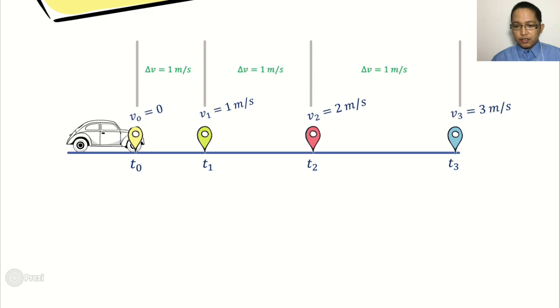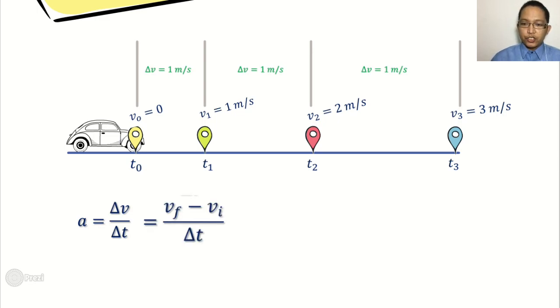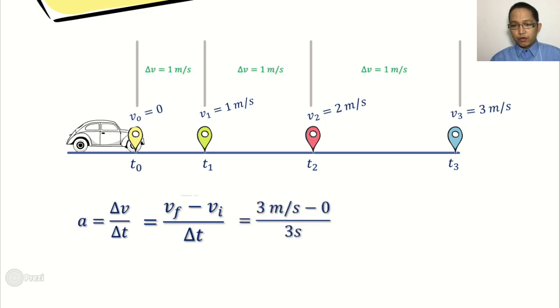The triangle symbol is a Greek letter delta, which is read as change. Now, to show this as a solution, you can start with the acceleration, which is change in speed over time. In this scenario, that change is 0 to 3 meter per second over a time interval of 3 seconds. This gives us 1 meter per second squared.